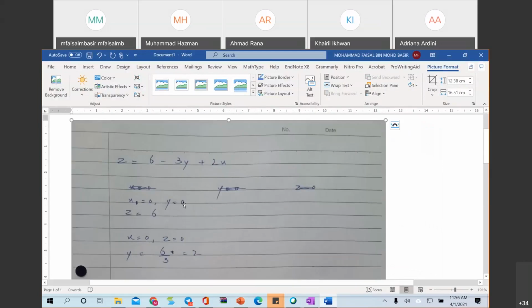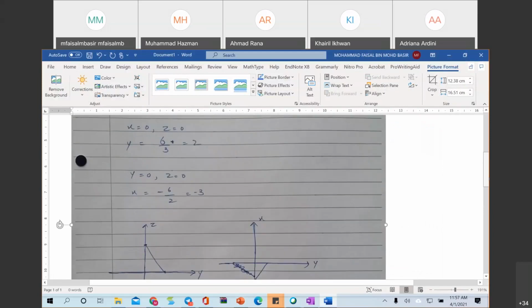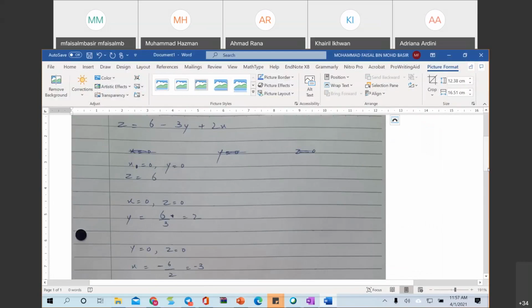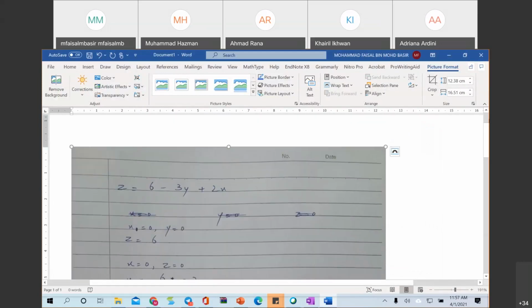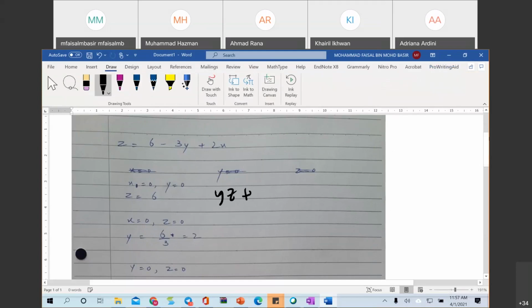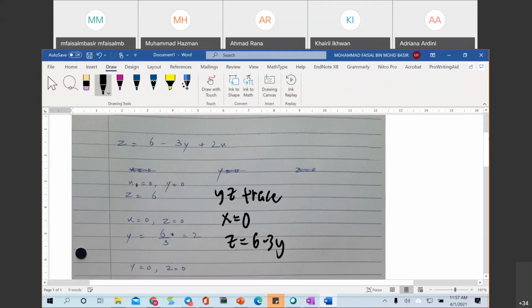Then we have x0, y0, x0, z0, y0, z0. Okay, make sure you draw properly. Make sure you do one by one. Let's say you start with the xy plane. Now you have three things, right? So you have to draw every trace. Let's say you start with the yz trace. Okay, x is 0. So write like this: z equals 6 minus 3y. This is for your marks.